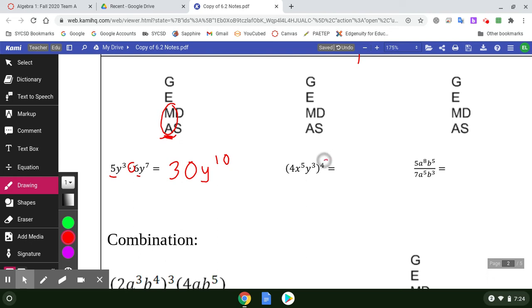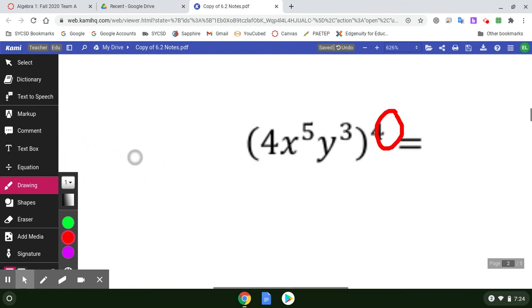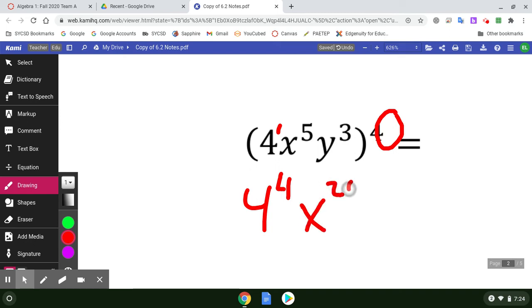the main operation is an exponent, so we are multiplying those exponents. As a reminder, the 4 does have an invisible exponent of 1, so this becomes 4 to the 4th power, since 1 times 4 is 4, x to the 20th power, since 5 times 4 is 20, and y to the 12th power.